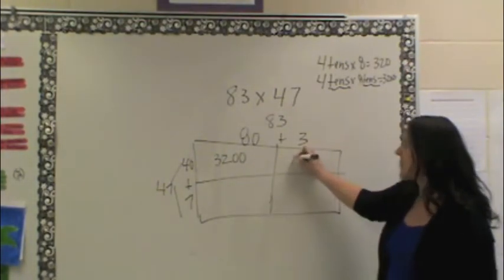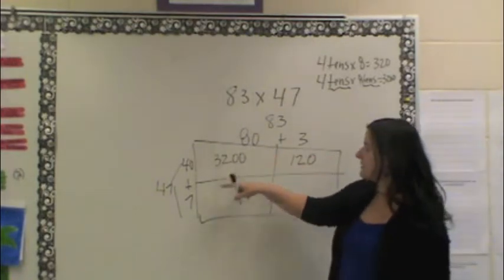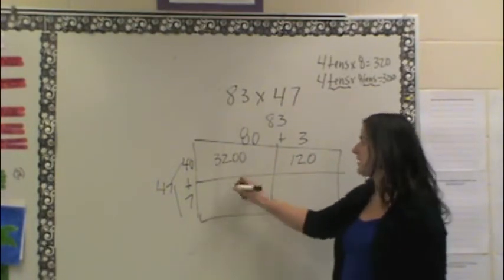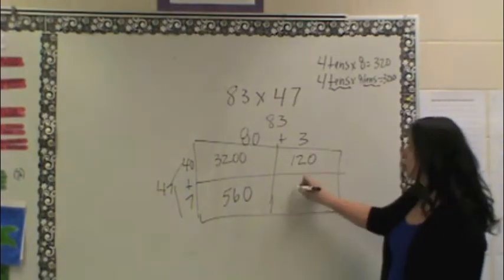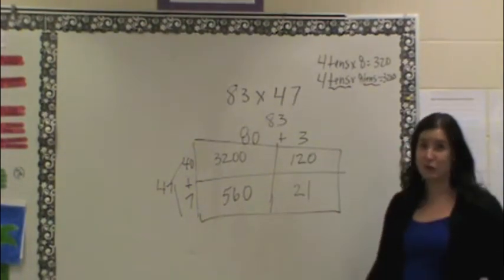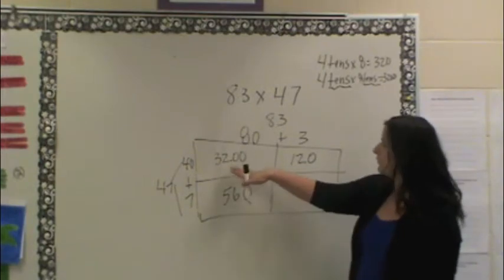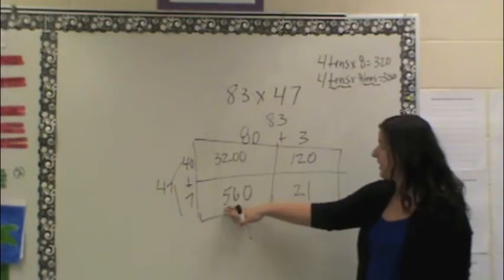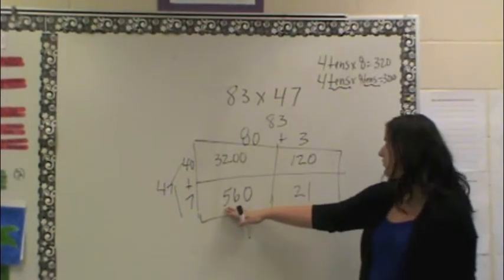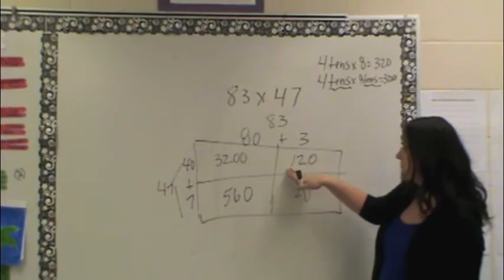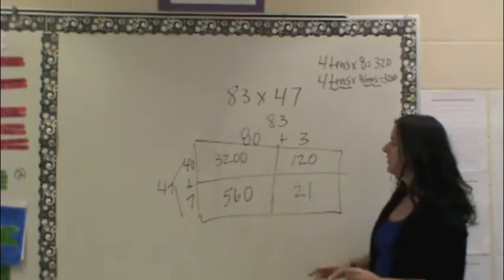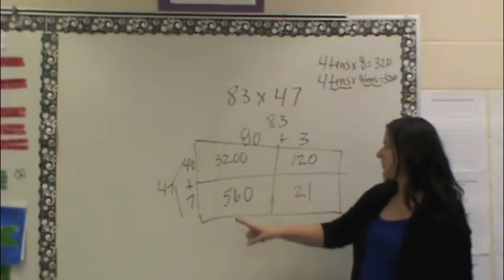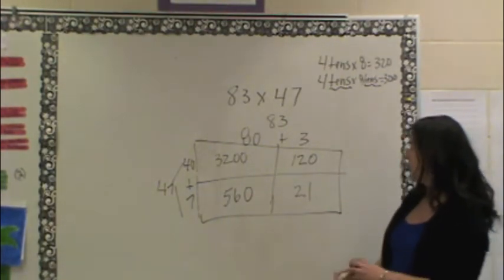40 times 3, you have 12 tens. 80 times 7, well, 8 times 7 is 56 tens, 560. And 7 times 3 is your 21. So here again, your 4 parts. So 3,200 plus 500, that's 3,700, 800, right? And you get your 60, your 20, your 20, which make another 100. So you have 3,901.